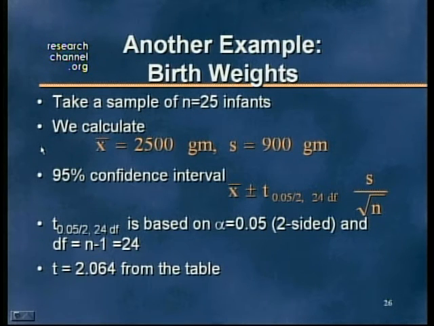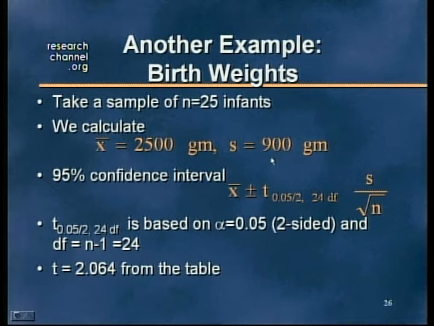Let's look at another example. Suppose we looked at the birth weight example and we have no knowledge of the population. All that we know is we've taken a sample of size 25 and we calculated a sample mean weight of 2,500 grams, a standard deviation of 900 grams. Where did these come from? Just from the sample of size 25.